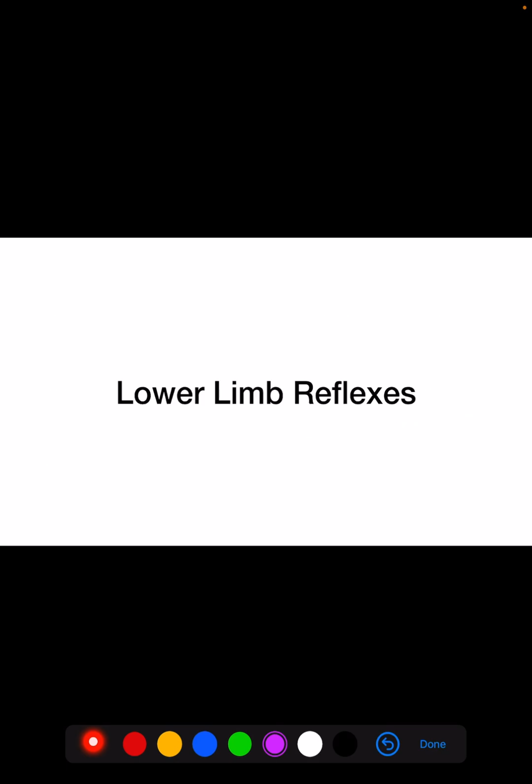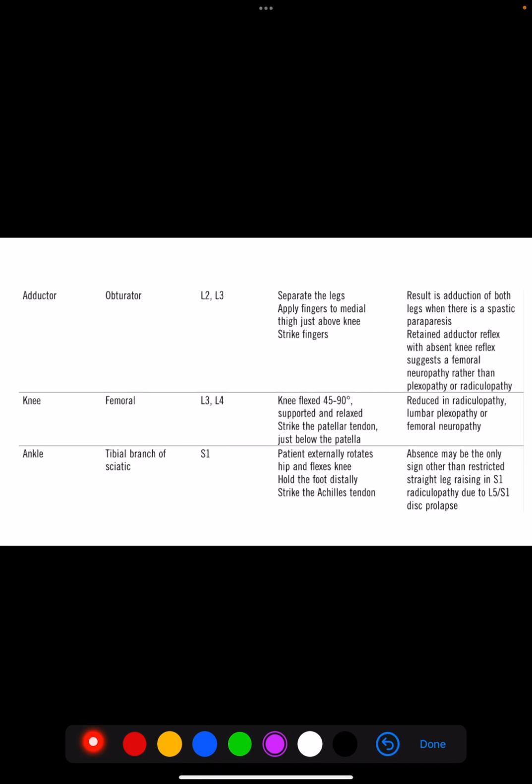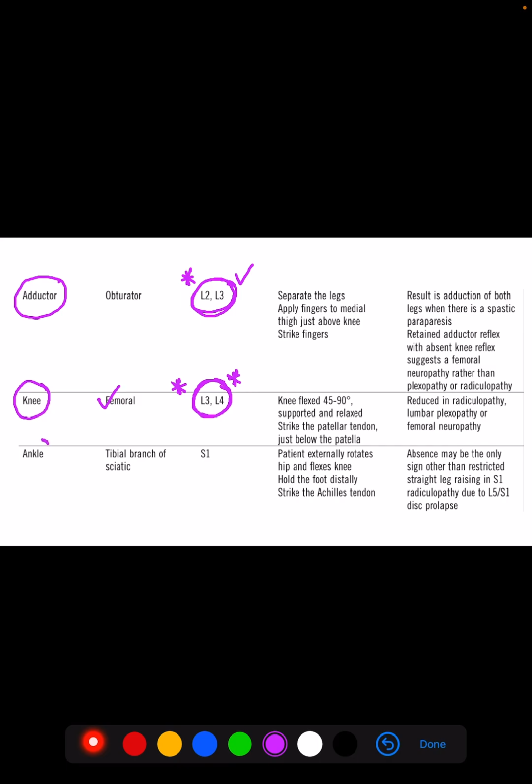And then coming, we should know a few things. Lower limb reflexes, the root values you should know. If it is an adductor reflex, what is the root value? L2, L3, obturator nerve. Adductor reflex root value is L2, L3. If we take the knee reflex, the root value is L3, L4, femoral nerve.